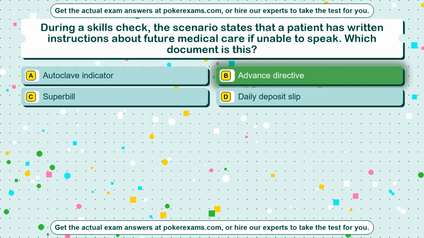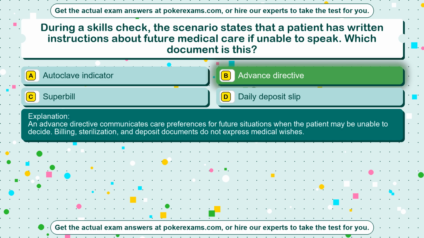The correct answer is option B. Advanced directive. An advanced directive communicates care preferences for future situations when the patient may be unable to decide. Billing, sterilization, and deposit documents do not express medical wishes.